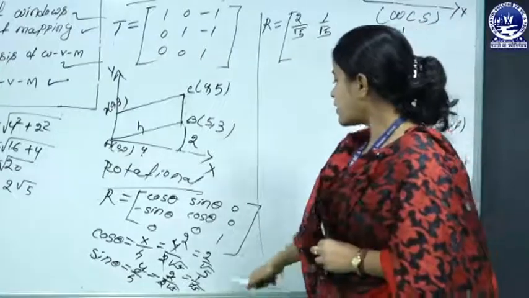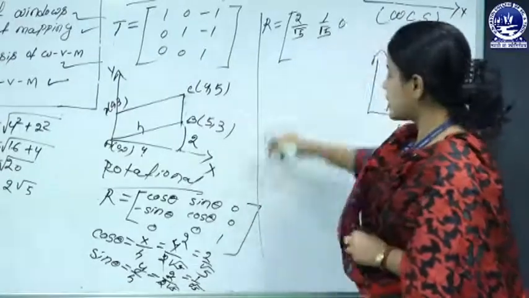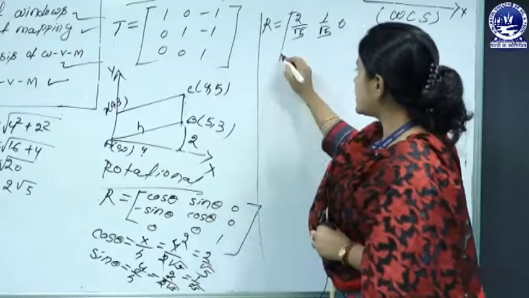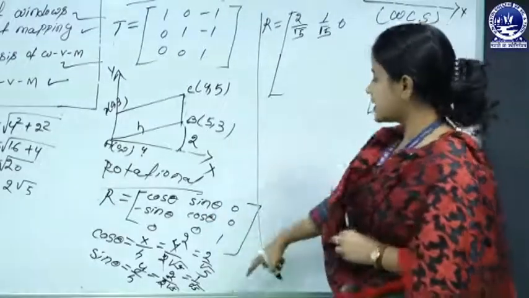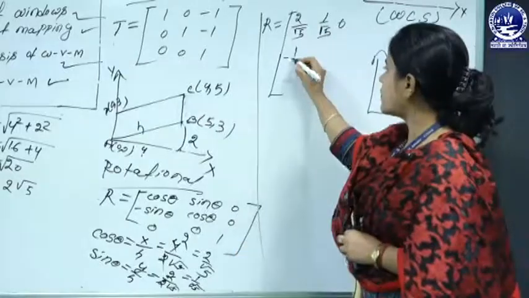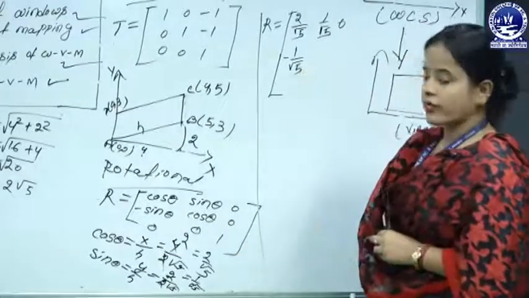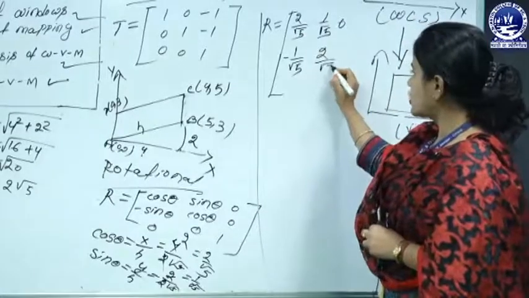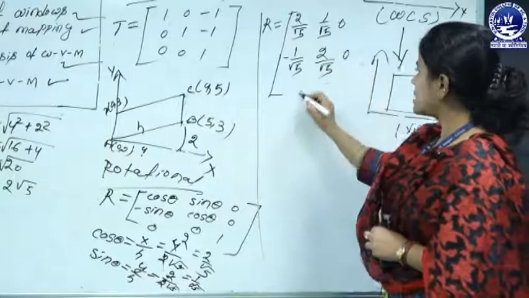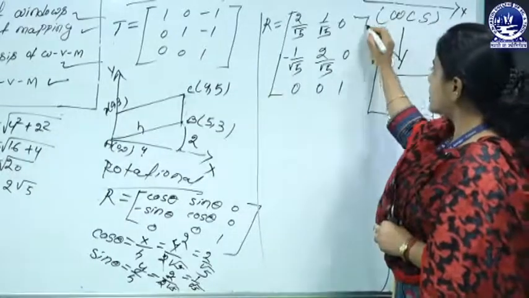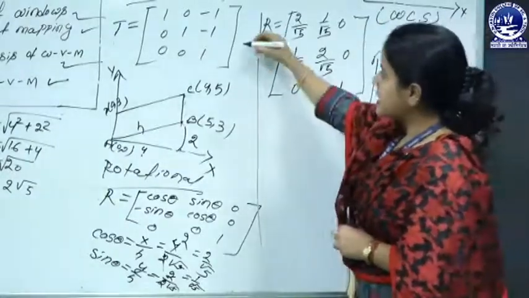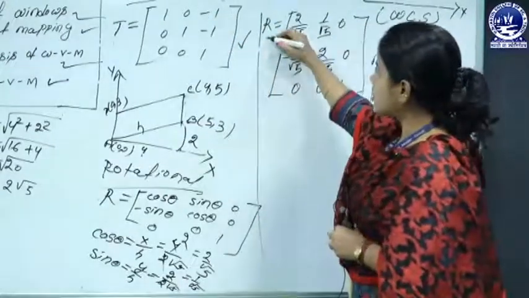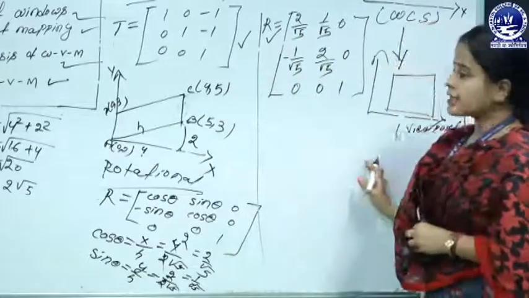Okay, then after that we write 0. Then now we write the second value, minus sin theta. That means the sin theta value is 1 by root 5, here minus 1 by root 5. And the same here, cos theta is 2 by root 5, and the value is 0. Then the homogeneous coordinate value is 0, 0, 1. That means it is the expression of the translation matrix and the rotation matrix.